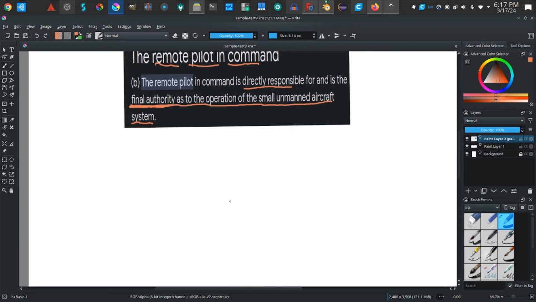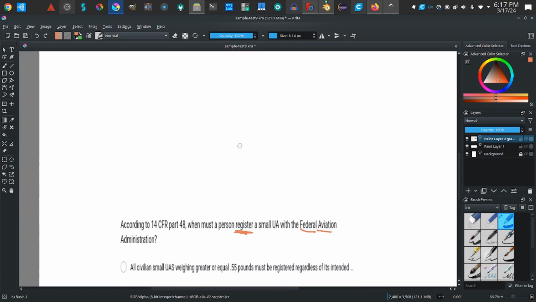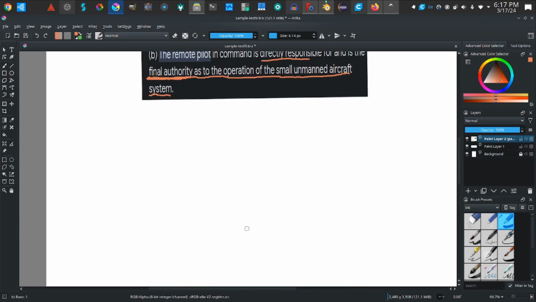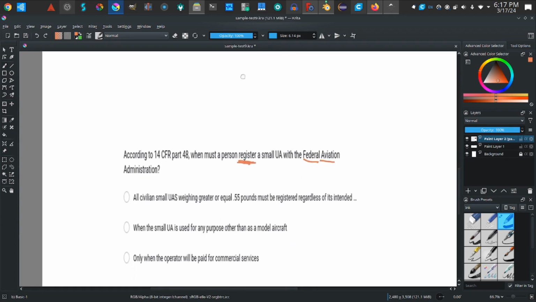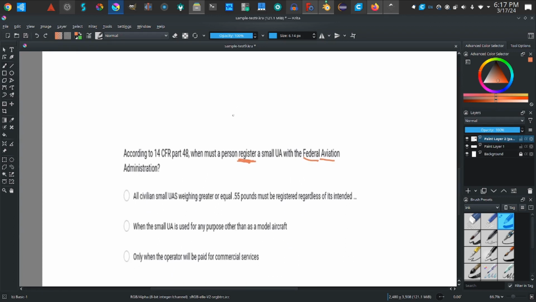When? Let me check something out real quick. I'm sorry. Yeah, I did it right. Federal Aviation Administration. When must I register it? So we have our choices right here. Again, it's common sense. All civilian small unmanned air systems weighing greater than or equal to 0.55 of a pound must be registered regardless of its intended use.